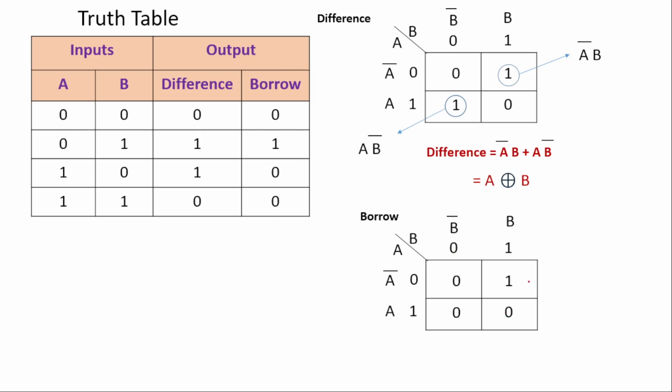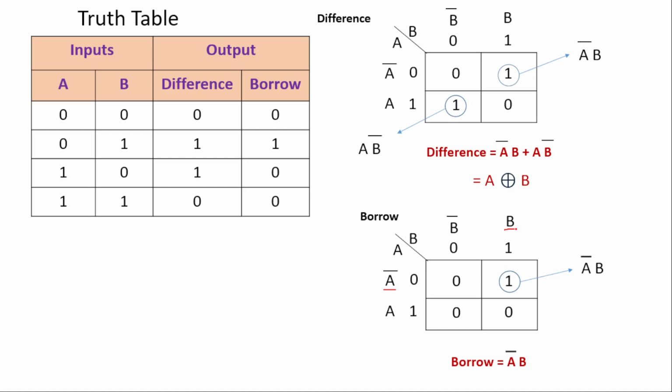Now let us derive the expression for borrow. A single one exists, so encircle it and find the expression. Look at the left hand side, it corresponds to A bar. Look at the top, it corresponds to B. So obviously the expression is going to be A bar B. So borrow will be A bar B.